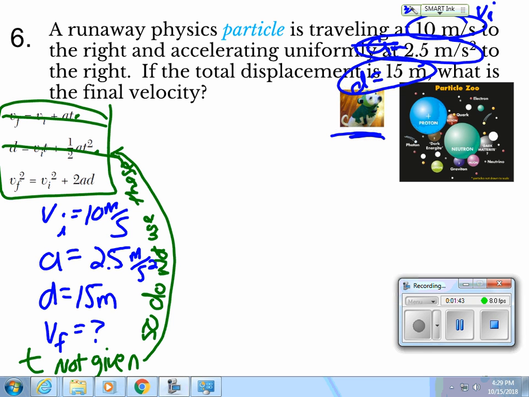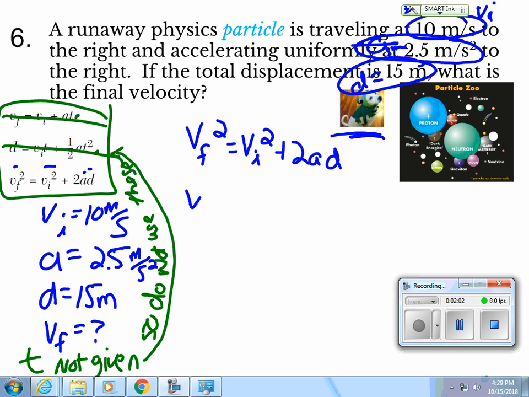So let's see, I'm trying to look for V final. I'm given V initial, I know my acceleration, and I know my distance. Voila, that's the equation I'm going to use. My V final squared is equal to my V initial squared plus 2 times the acceleration times the distance. All right, plug in what I know and what I don't know.